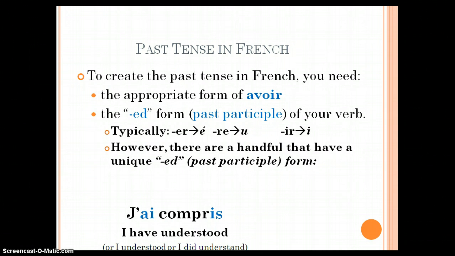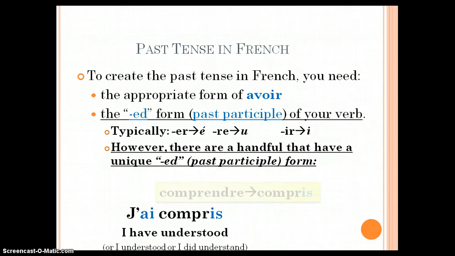J'ai compris. I have understood, or I understood, or I did understand. To create the passé composé in French, you need your appropriate form of avoir, which we have, j'ai, as well as your ed form or your past participle of your verb. Comprendre has its own unique ed or past participle form, compris. Therefore, it's j'ai compris.